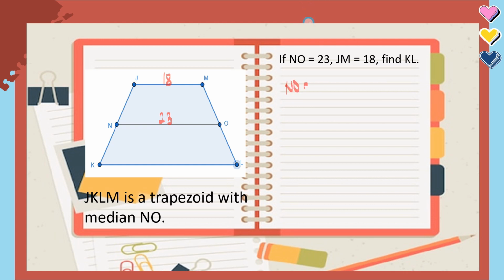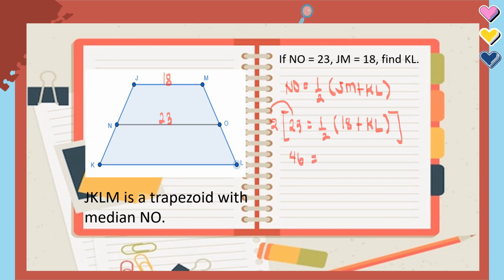NO equals 1/2 (JM plus KL). So NO is 23, that is 1/2 of JM plus KL. So we multiply the whole equation by 2. So 2 times 23 is 46 equals. So cancel out 2 and 1/2. What's left is 18 plus KL.